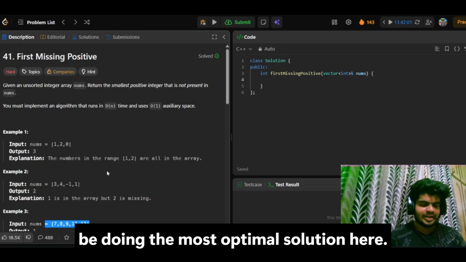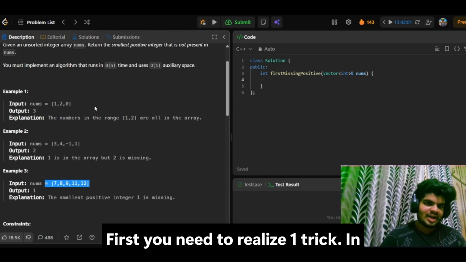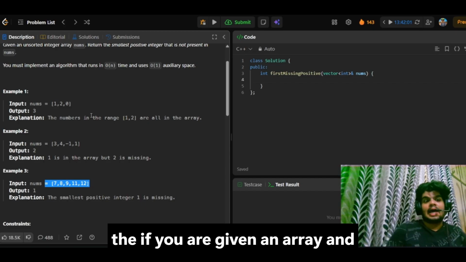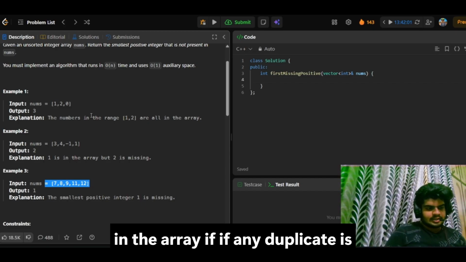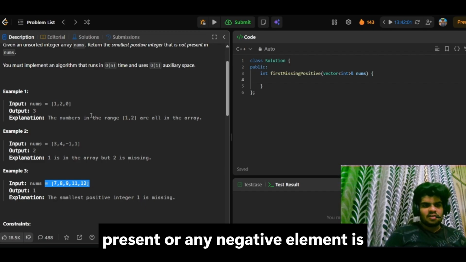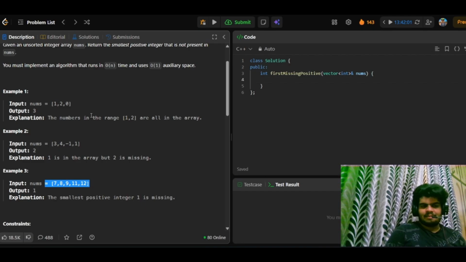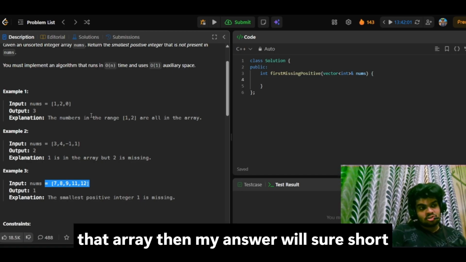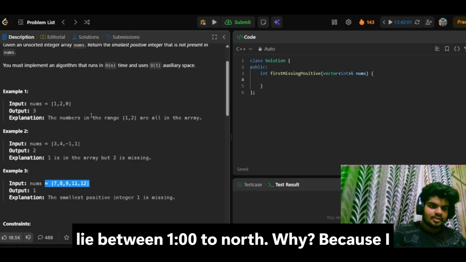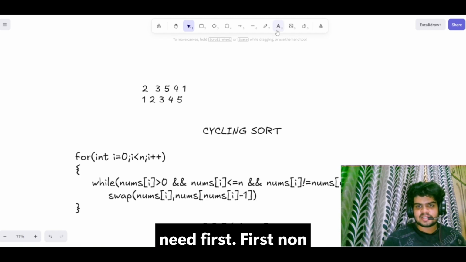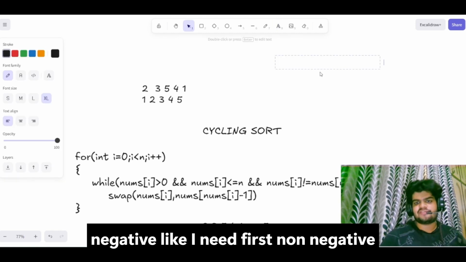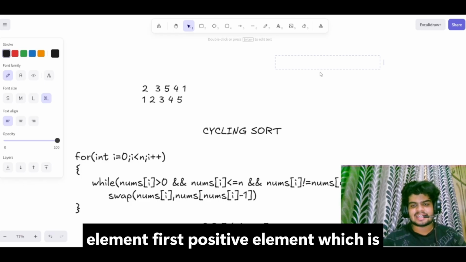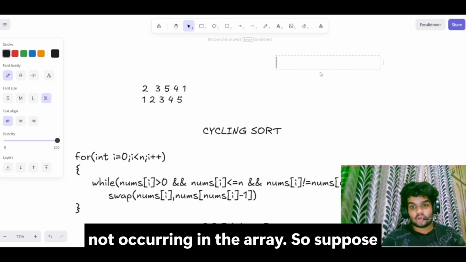First, you need to realize one trick. If you are given an array, and if any duplicate is present or any negative element is present, for example a -1 or 0 or any duplicate in that array, then my answer will surely lie between 1 to n. Why? Because I need the first positive element which is not occurring in the array.